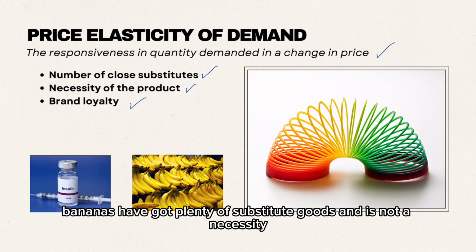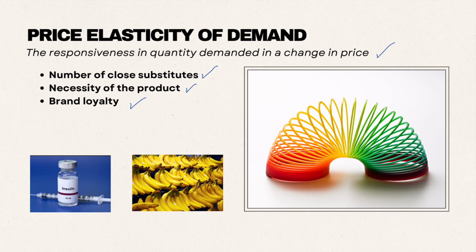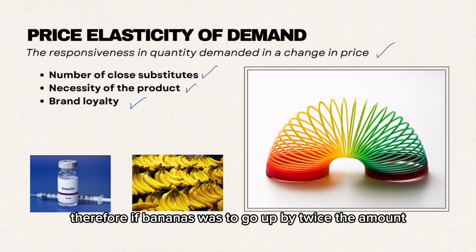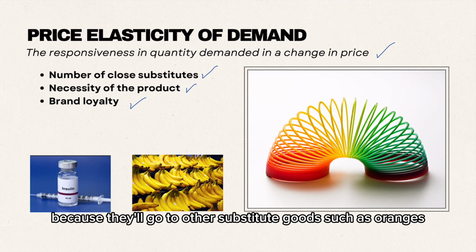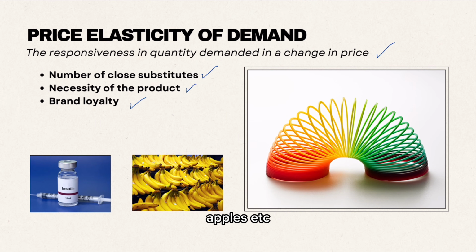However, bananas have got plenty of substitute goods and it's not a necessity. Therefore, if bananas were to go up by twice the amount, there will be nobody buying bananas. Why? Because they'll go to other substitute goods such as oranges, apples, etc.